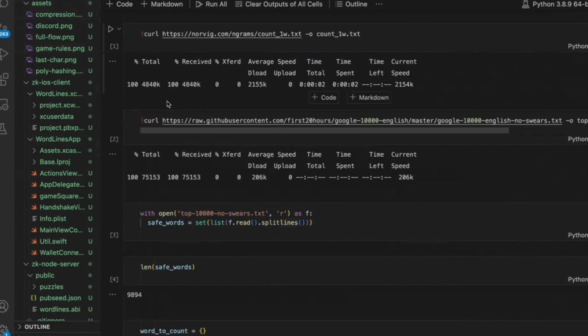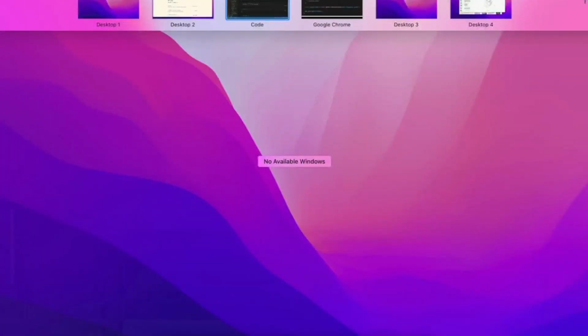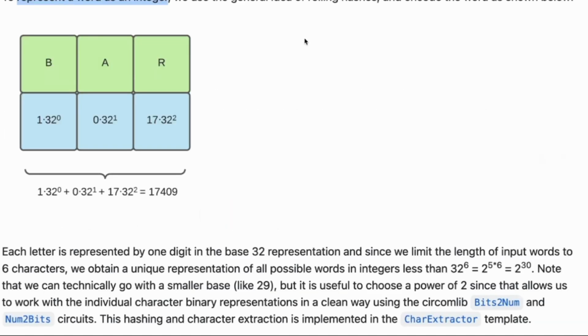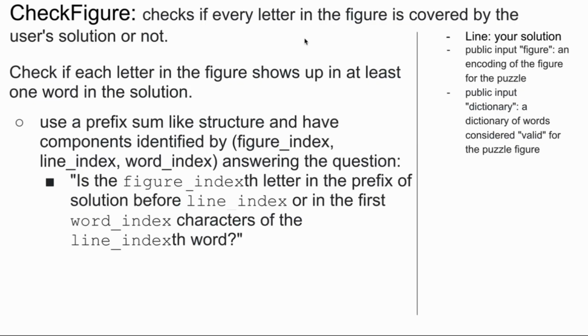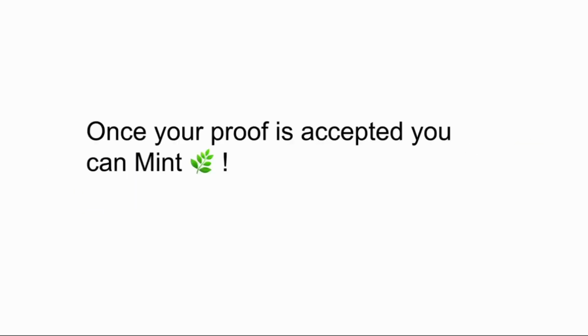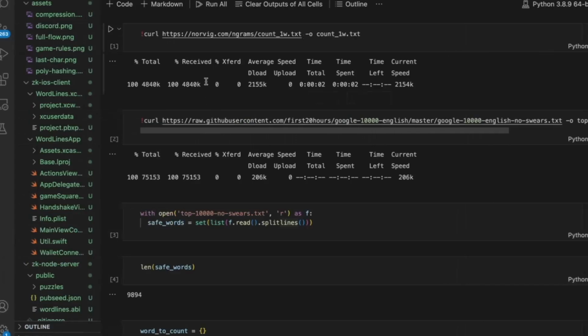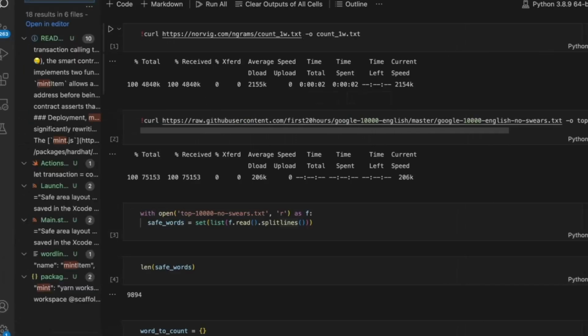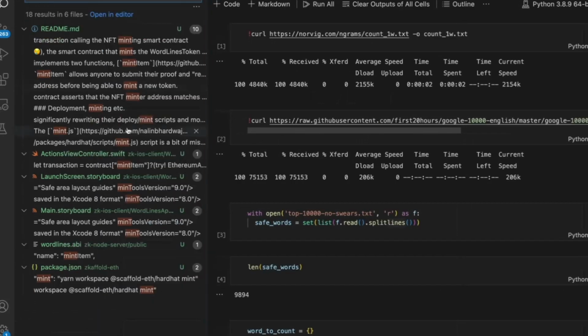So where are we going next? Maybe perhaps we go back to the slides. Oh yeah. One thing I wanted to find is how does minting work? So basically, the idea of the ZK app is once you have solved the puzzle, you generate the proof, you submit the proof. If your proof is accepted, then you're able to mint an NFT, right? Proving that you've solved.